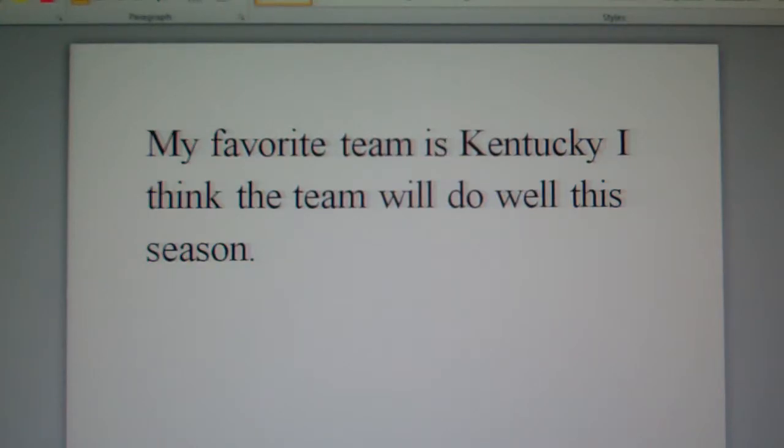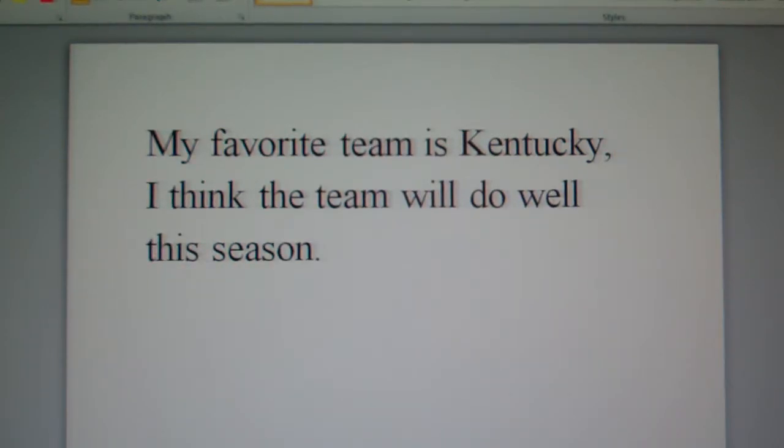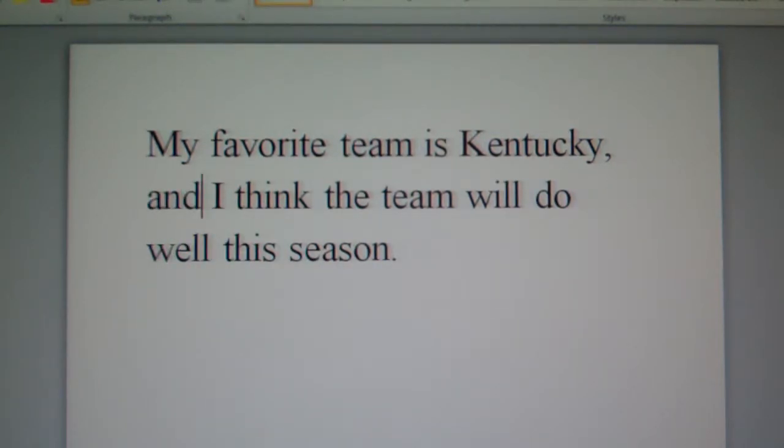So I'll take that out, and what I will do is I will show you another way to fix it, which is with a comma, and this brings us to the first listing of words, which are fanboys. I'm going to choose the fanboy and. So my favorite team is Kentucky, and I think the team will do well this season. Now, as I read that, you might have been able to hear that little seesaw quality that kind of brought things up in terms of the up and down quality of the language, and that's what we want to shoot for.